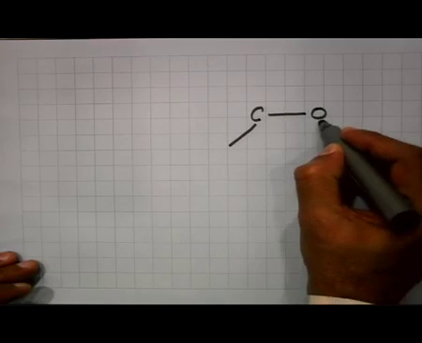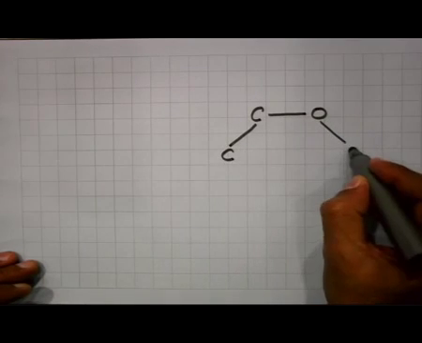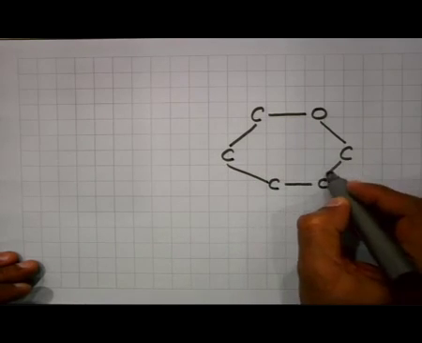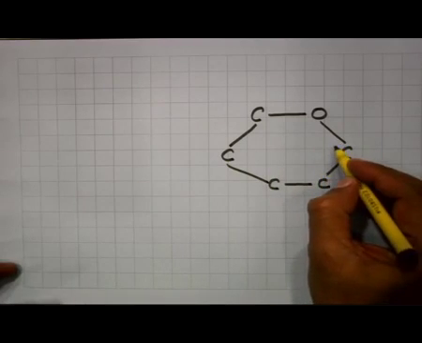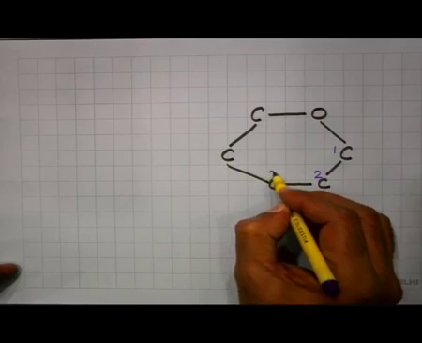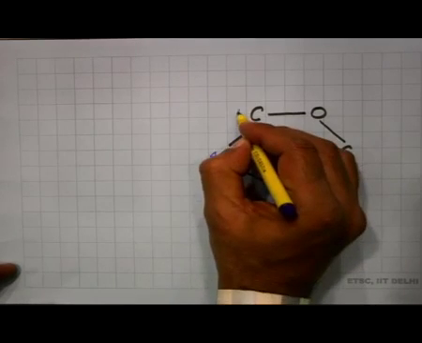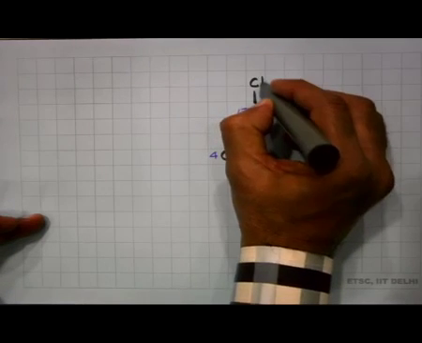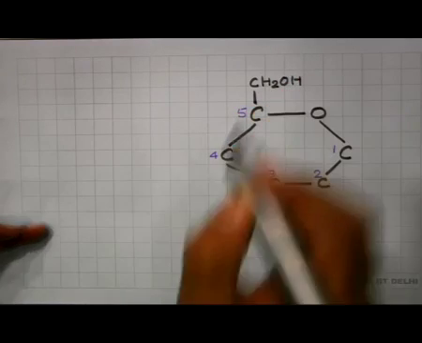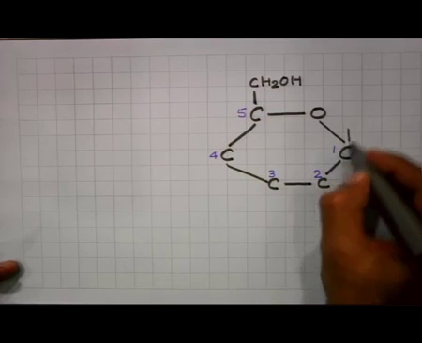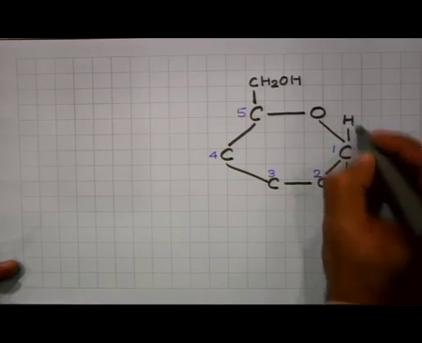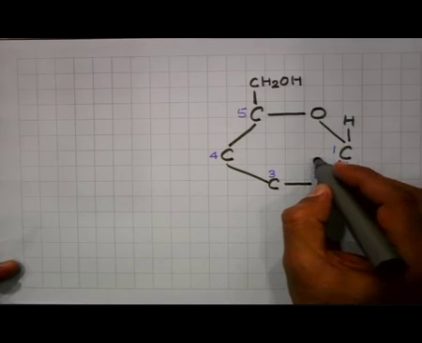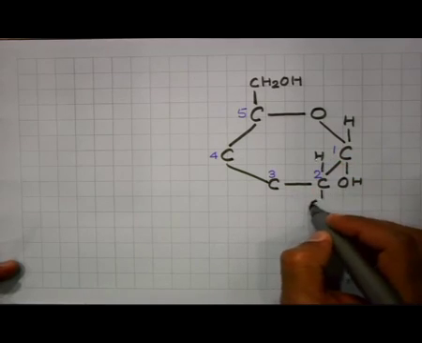This is the pyran ring also. Here carbon, carbon, the numbering will be the same: first carbon, second carbon, third carbon, fourth carbon and fifth carbon. At the fifth position there will be the 6th carbon. Now, you can write the same as glucose, here H, OH, H, OH.